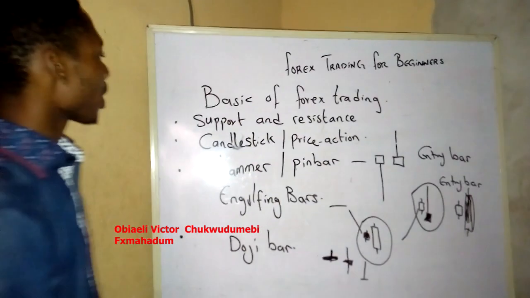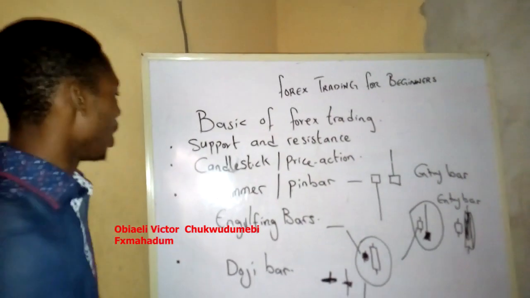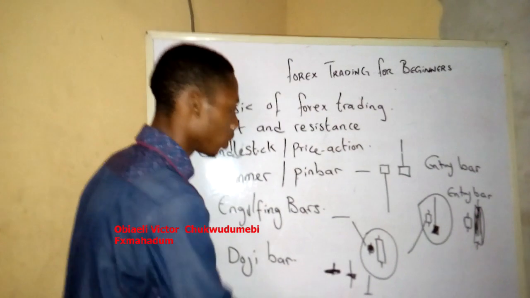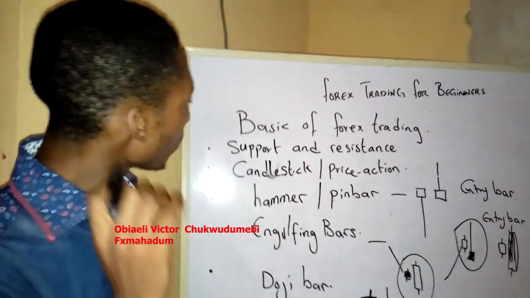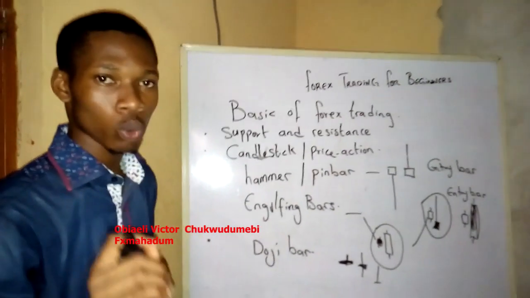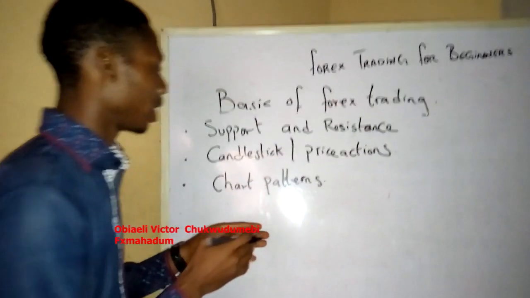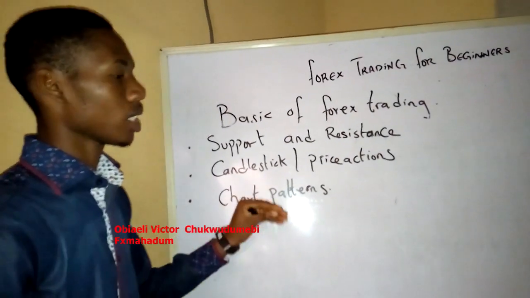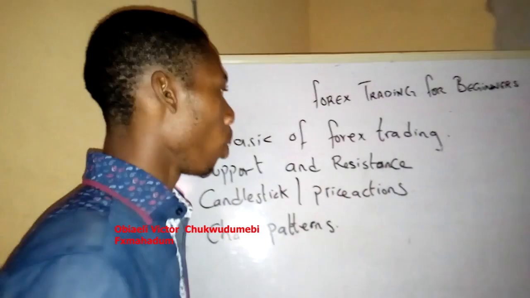And so don't forget, these are the core aspects of price action to me: Hammer, Engulfing Bar, and the Doji Bar. These are what I mainly use when trading the foreign exchange market. We move to the next one of the basics of Forex trading, which is what? The chart patterns. Chart patterns are the third basic of Forex trading technical analysis.